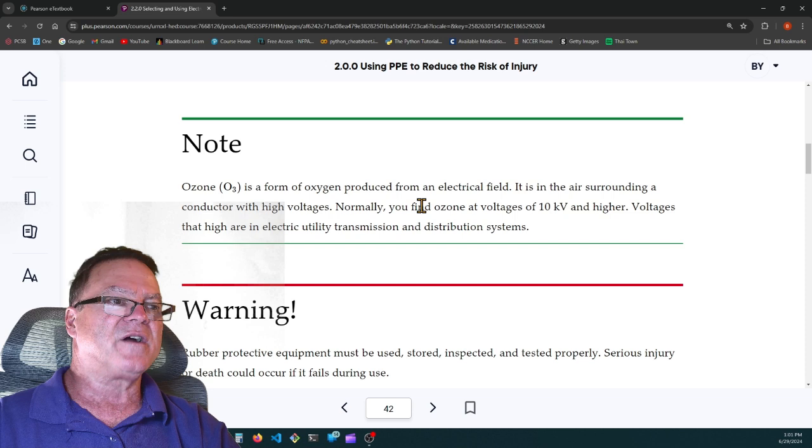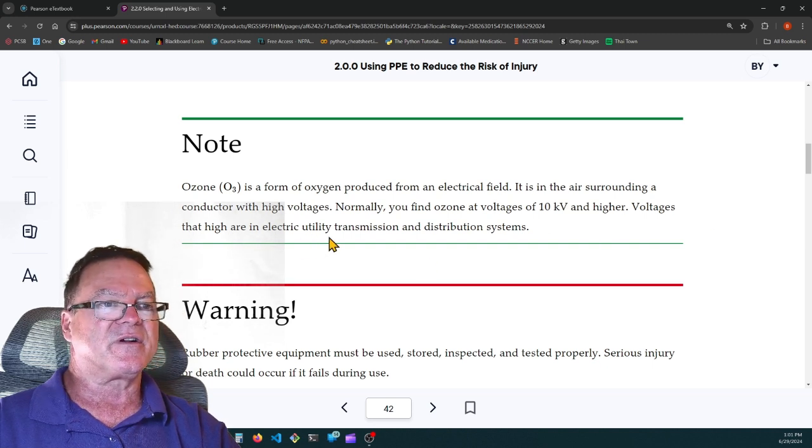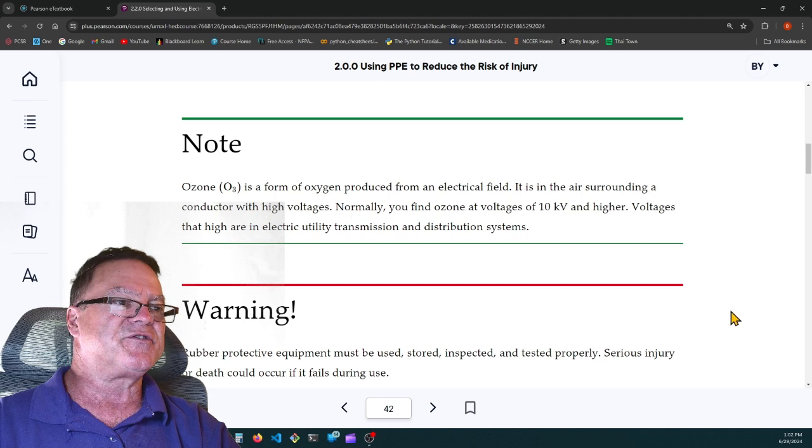Ozone is a form of oxygen produced from an electrical field. It's in the air surrounding a conductor with high voltages. Normally you find ozone at voltages of 10,000 volts and higher, voltages that are in electric utility transmission and distribution lines.